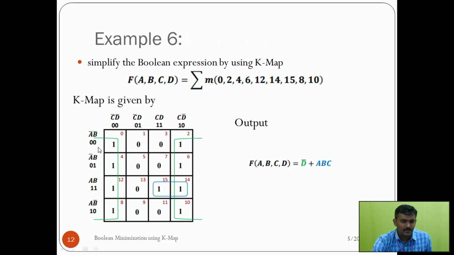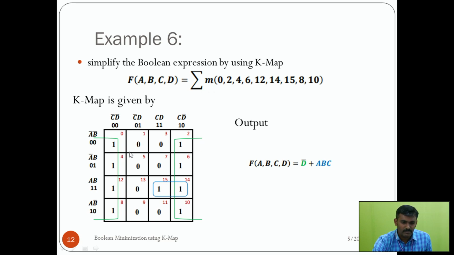See, this octet belongs to all the 4 rows, which means A bar B bar, A bar B, A B, A B bar. Here both A and B get cancelled. So when the pair is covering all the 4 rows, the row variable will not come. So that is why in the green color there is no A and B. See, there is no A and B. Only it will have the column variable.